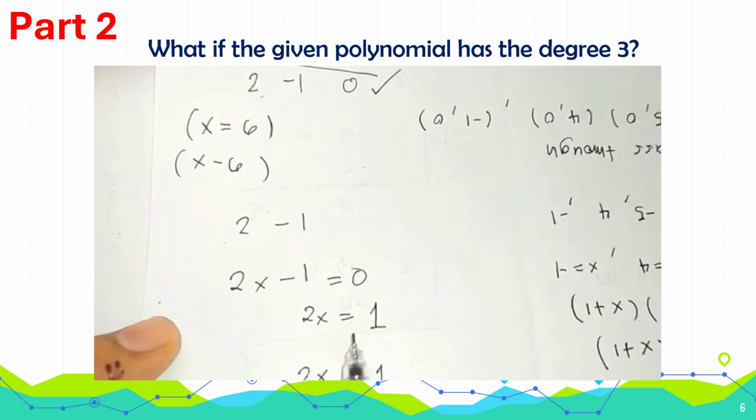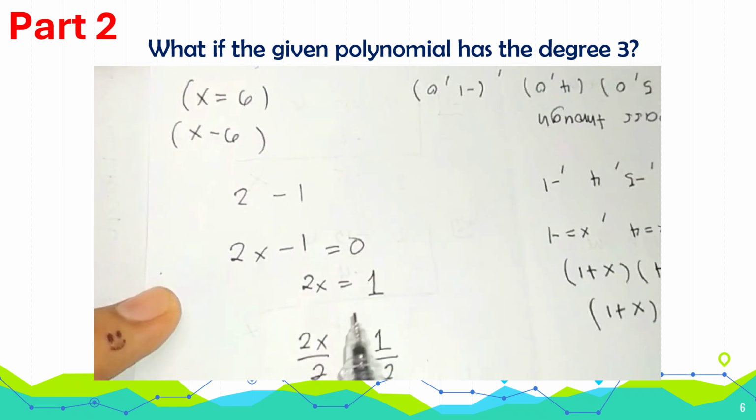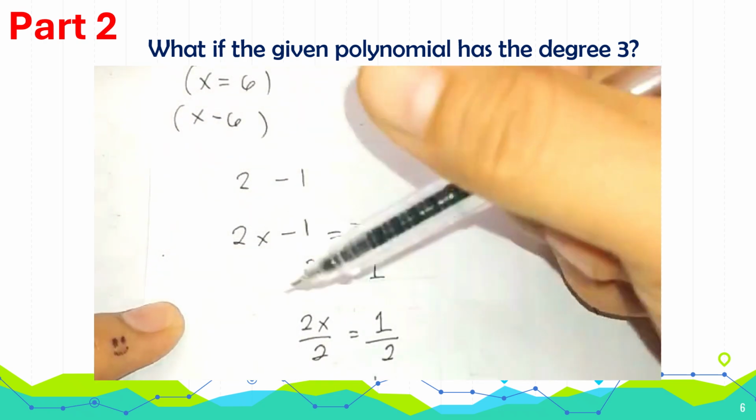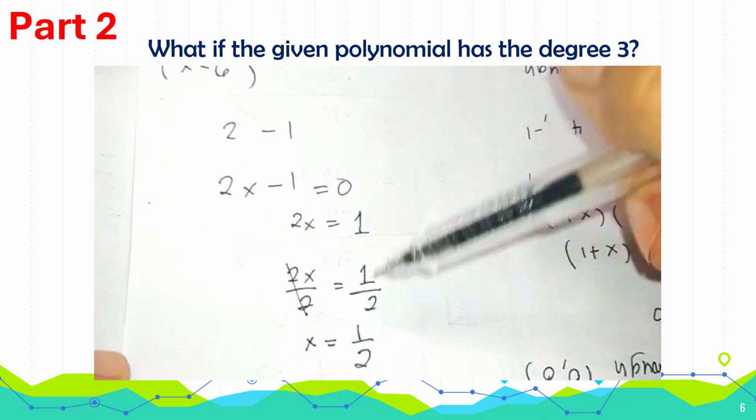is equal to 0. To get the value of x, we have 2x is equal to 1. Transpose, so it becomes positive. Divide both sides by 2. And this will leave us with x is equal to 1/2.